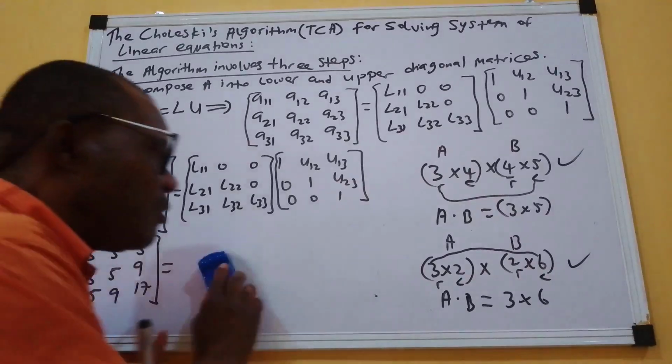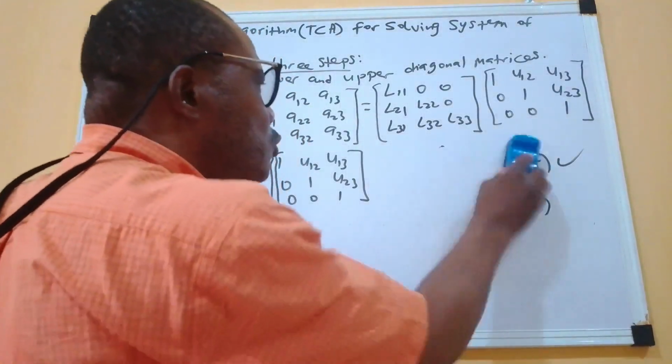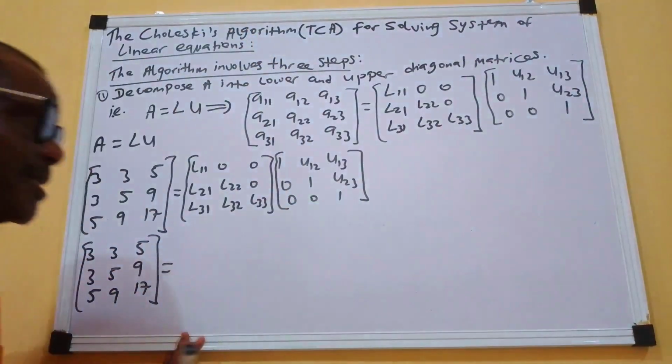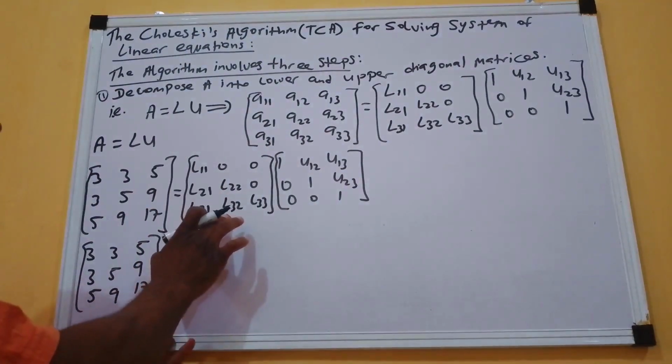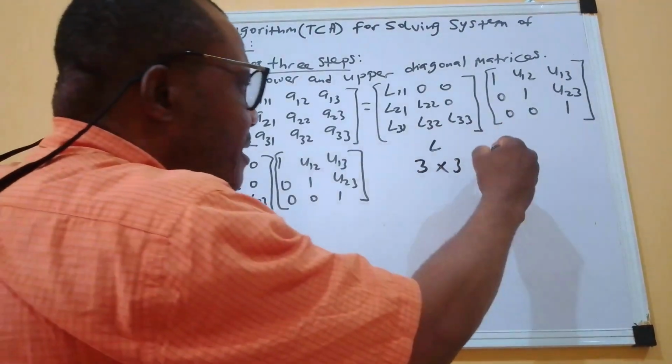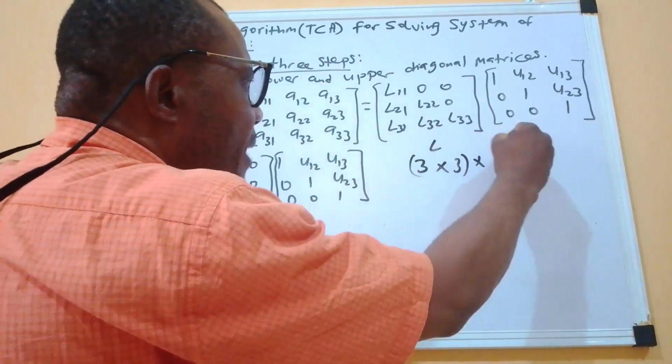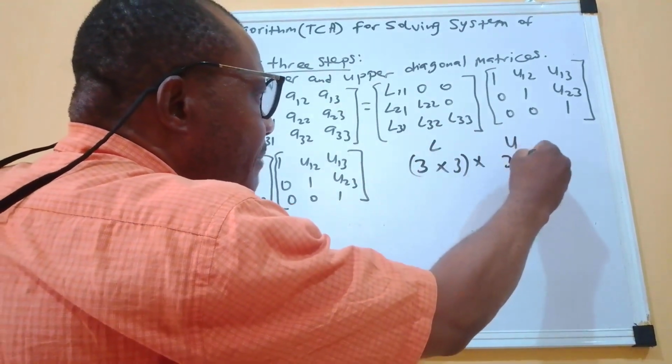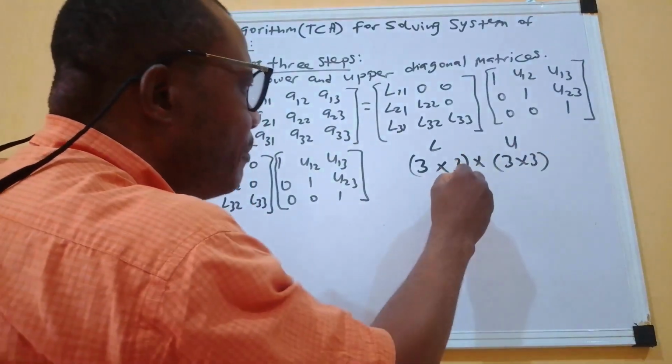Now look at it. We have two 3 by 3 matrices. L is a 3 by 3 matrix, and then we want to multiply it by U. Our U is also a 3 by 3 matrix. Then you will see now the number.